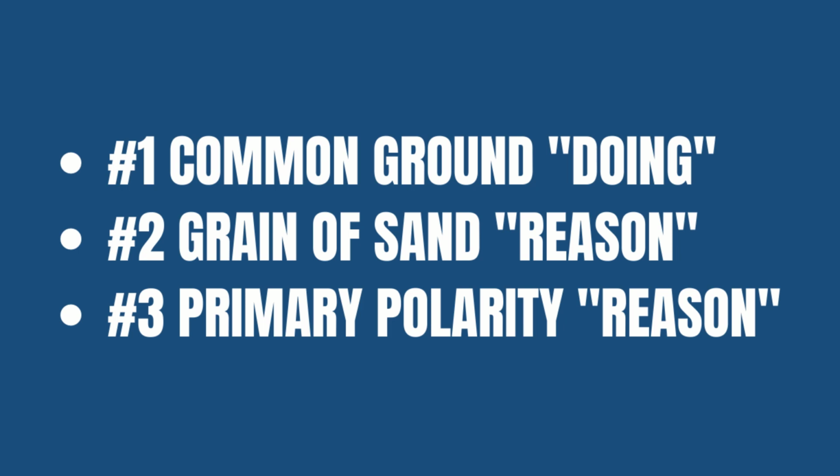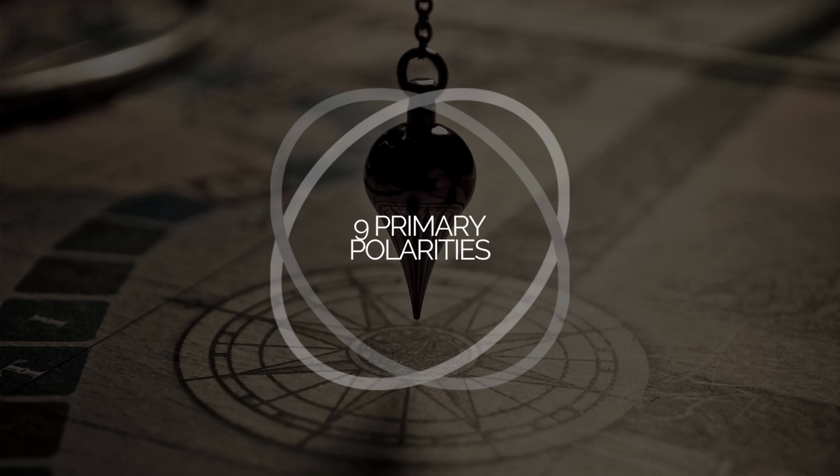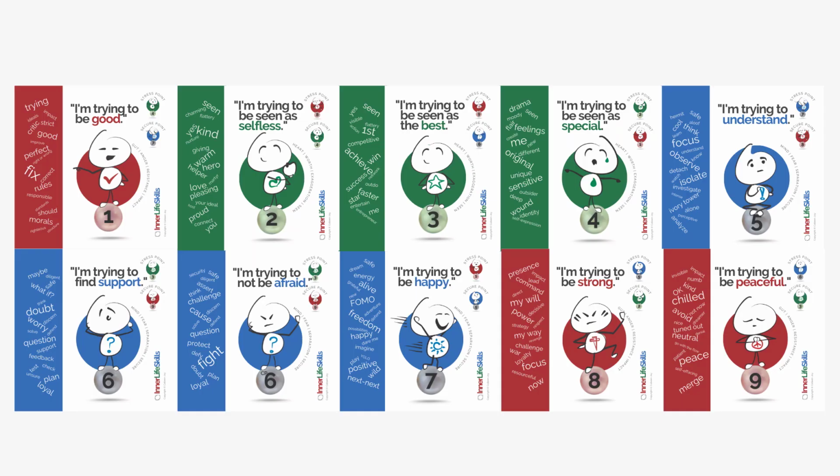And I look at two things when looking at the difference in the root. I look at what we call the 3 personality poles, which is the grain of sand in the center of the pole, which is the reason for the behavior, and the primary polarity, which is the push-pull dynamic that sits inside of the personality. Together, these are the most powerful drivers that sit at the root of the behavior.